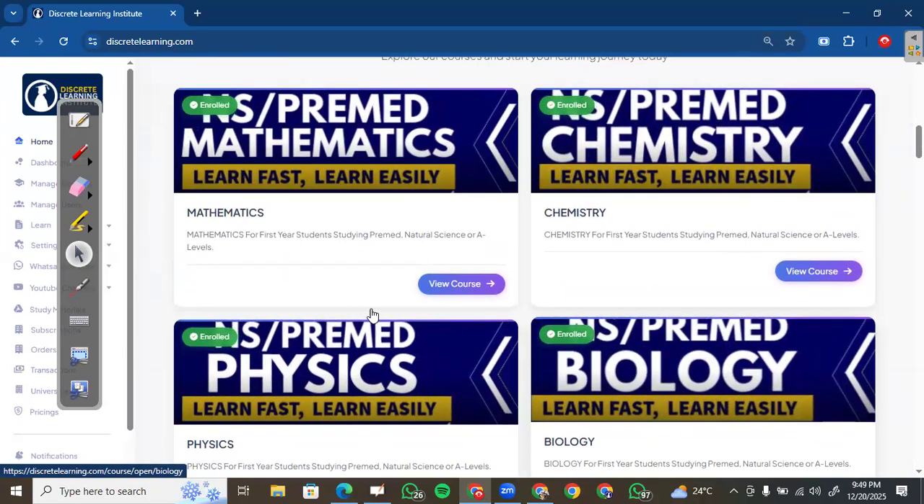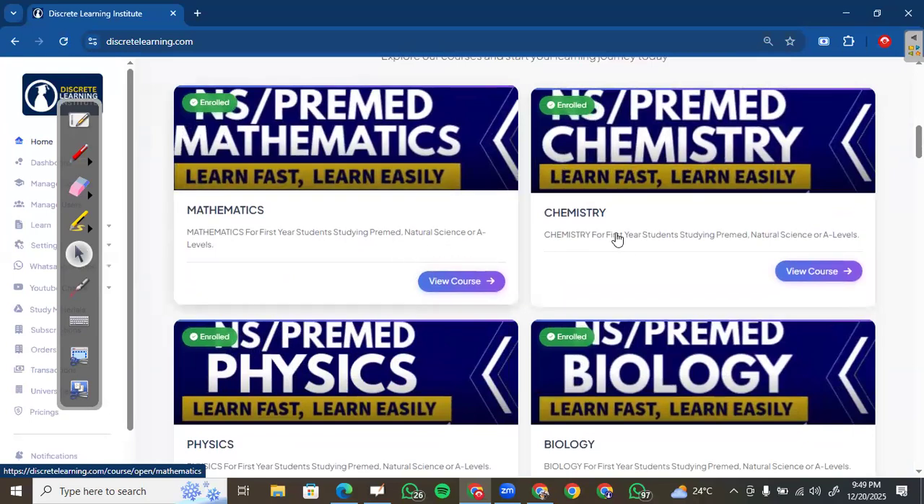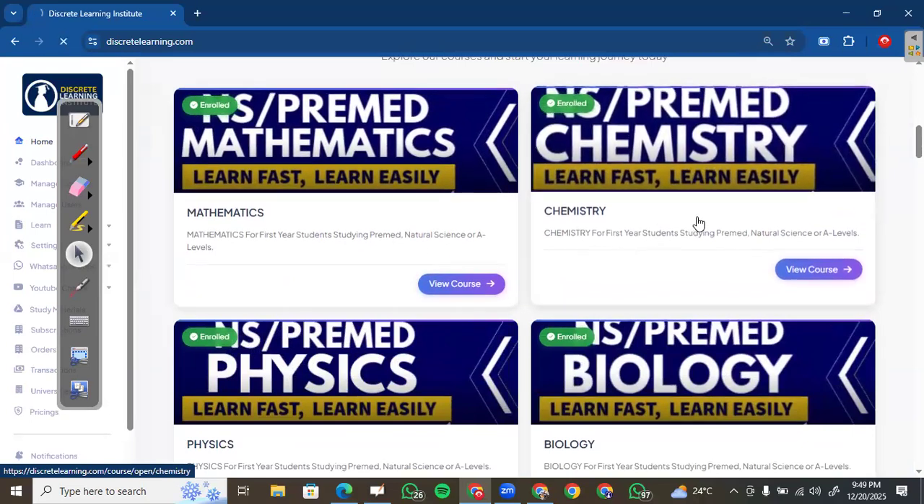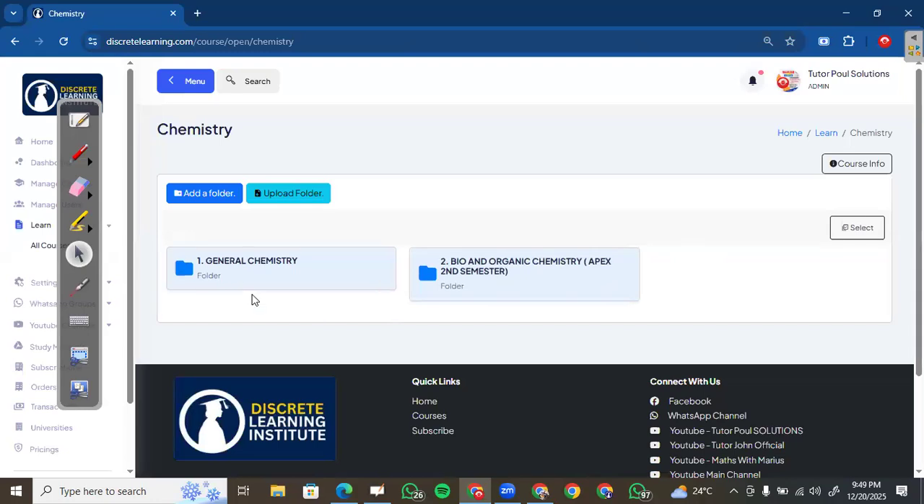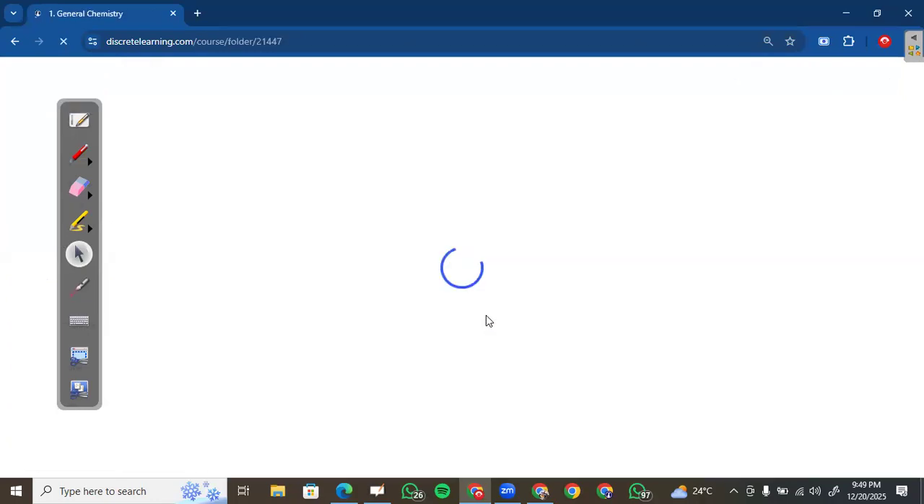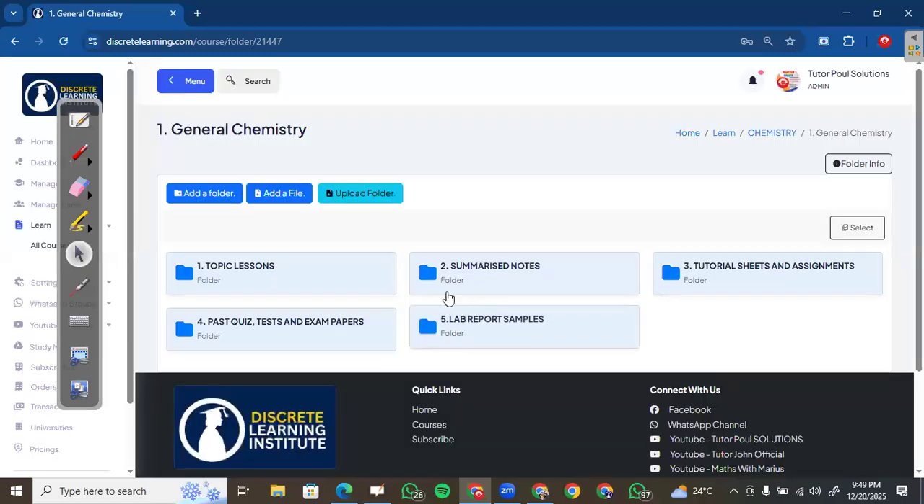For example, if you go into this chemistry course, once you register for it, if you're in first year, you go into general chemistry here. Once you're in general chemistry, you're going to find topic lessons, summarized notes, tutorial sheets and assignments, past quizzes, tests and exam papers, lab report samples. Whatever you want to access, you can access it.